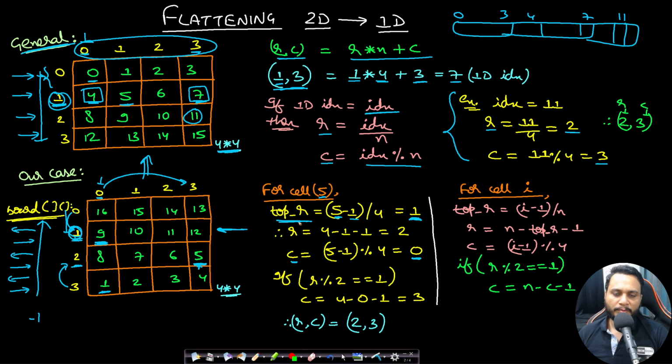You first find the top row. How to find the top row? Get the value, offset it with -1, so that I will be assuming that the value starts with 0, index starts with 0. So 5 minus 1 by 4 is 1. That means row number 1.